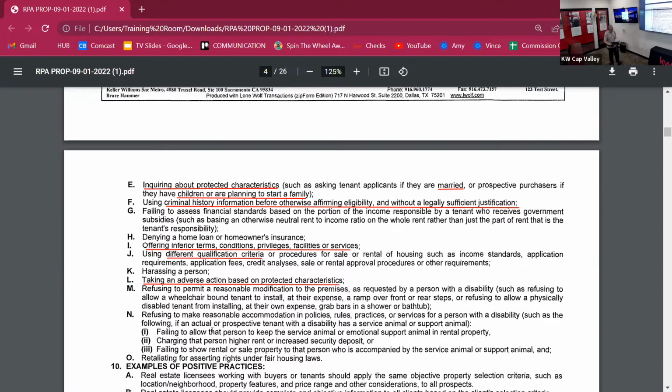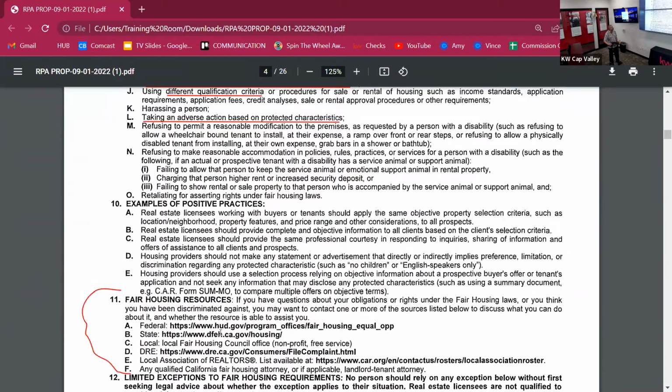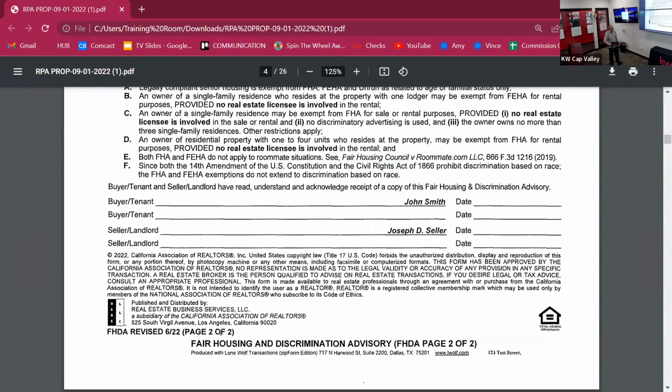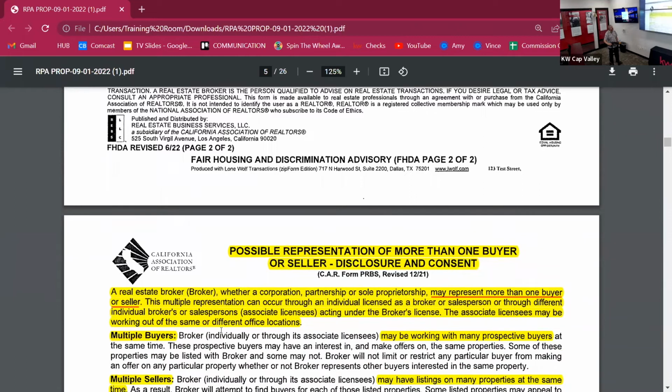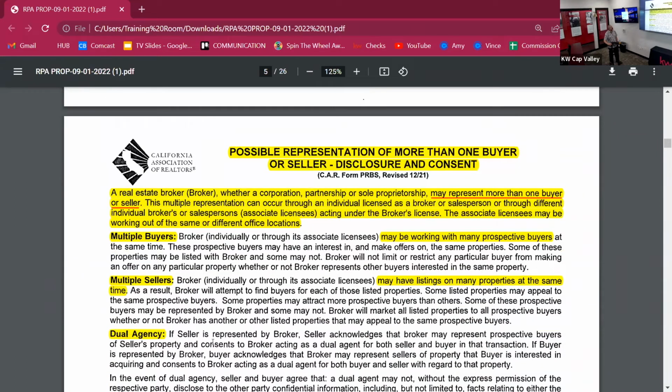So you just gotta think. When in doubt, don't say it. Don't write it down. That's kind of the general rule. And again, I do a separate class on fair housing, so this is just a teaser. The next document you're going to find in the purchase contract package that you'll print out of zipForms is this form.